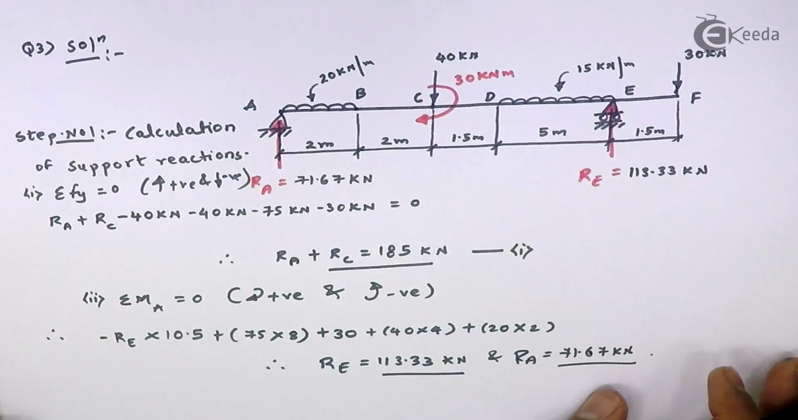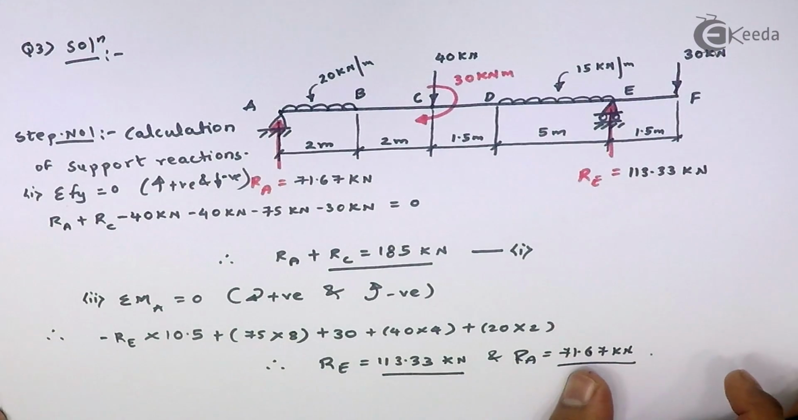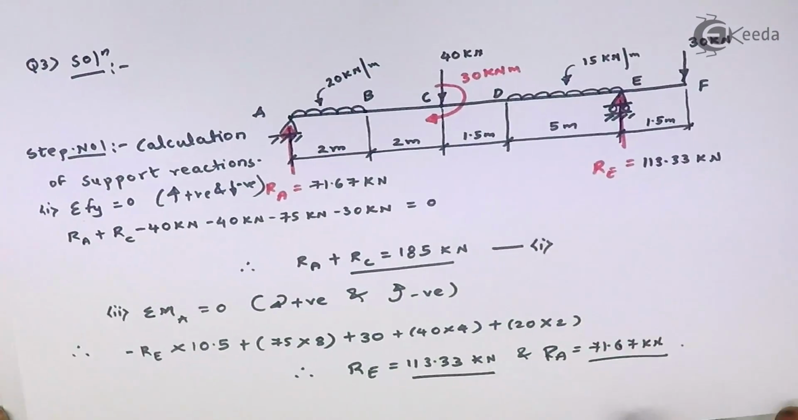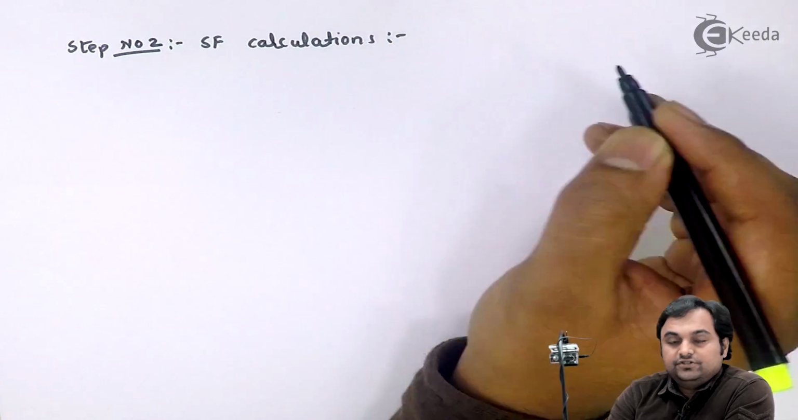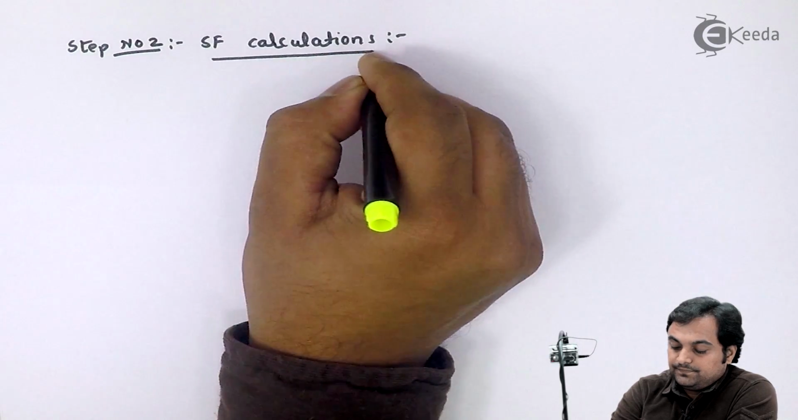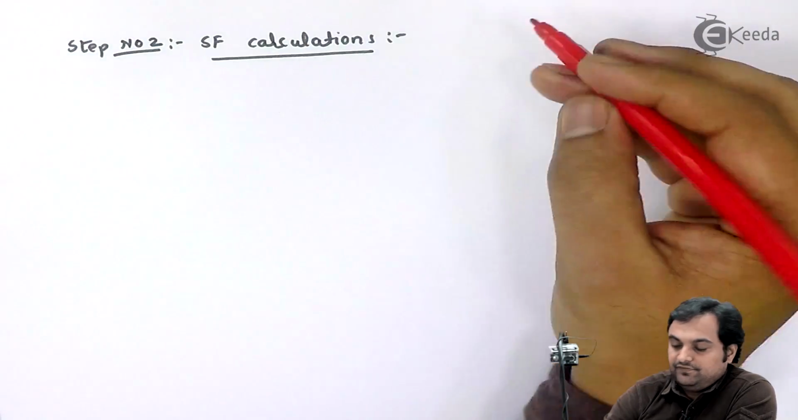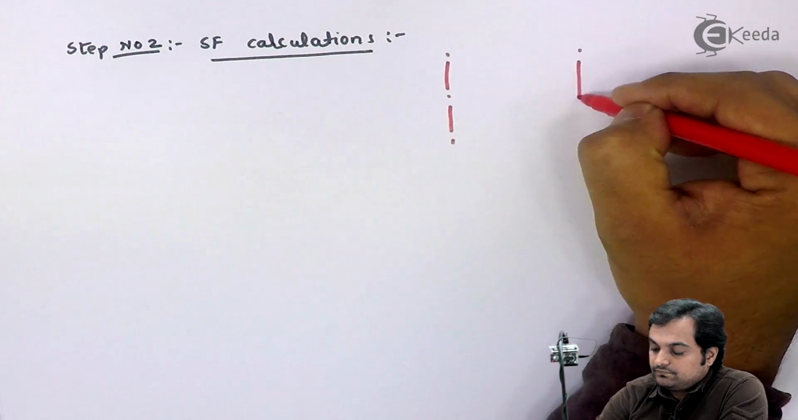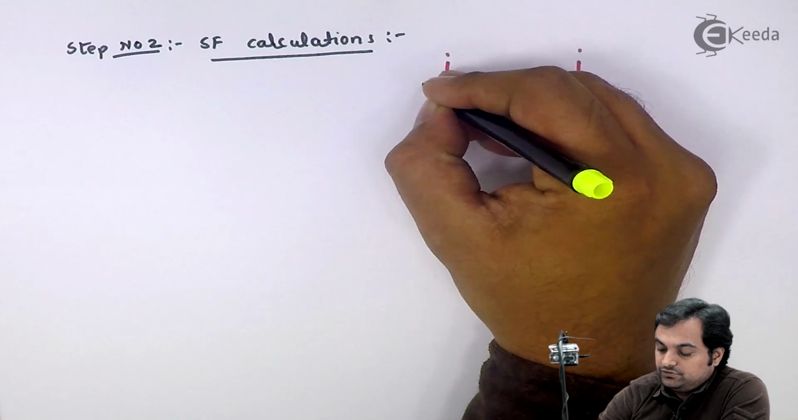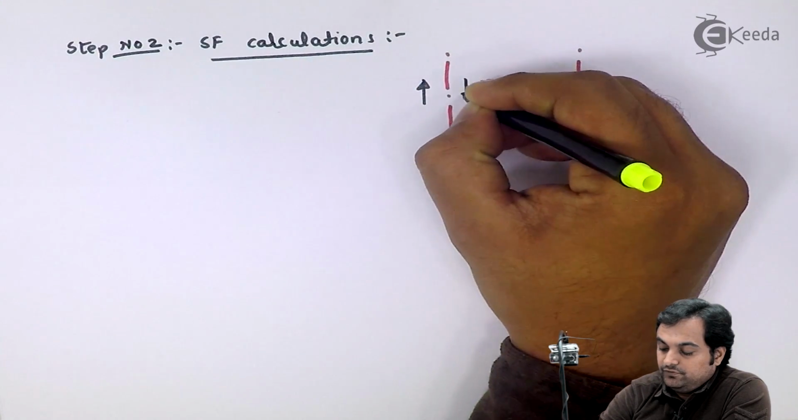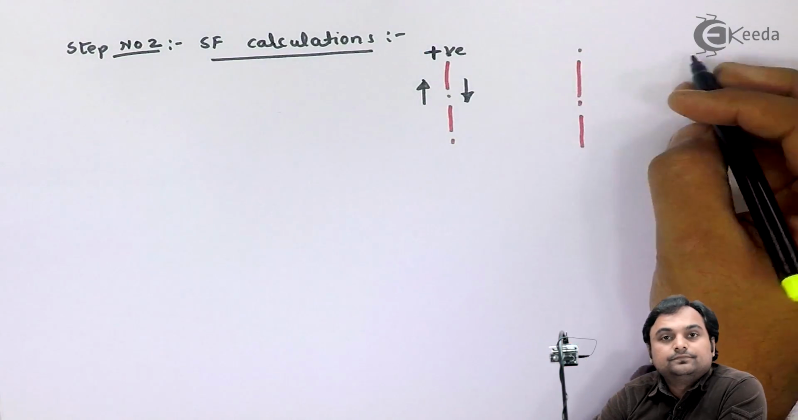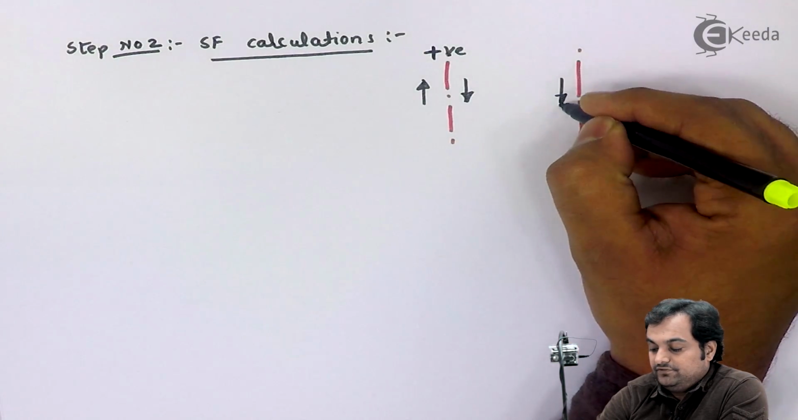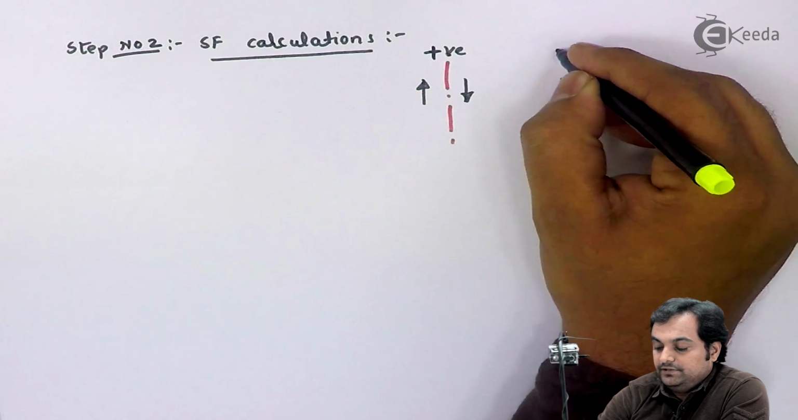After completion of step 1, we will go on to step number 2, that is shear force calculations. In shear force calculations, first I will draw the sign convention. Upward force to the left, downward force to the right, both are positive. Downward force to left and upward force to right, both are negative.